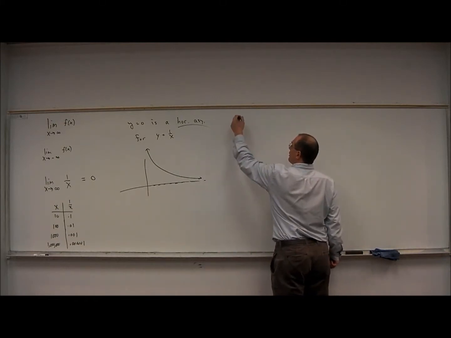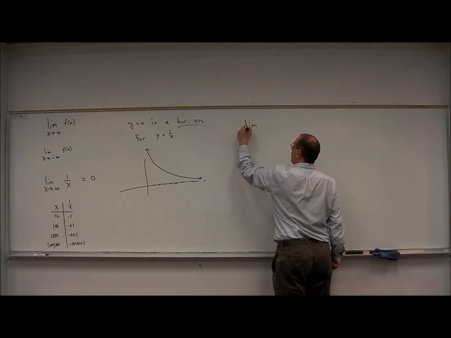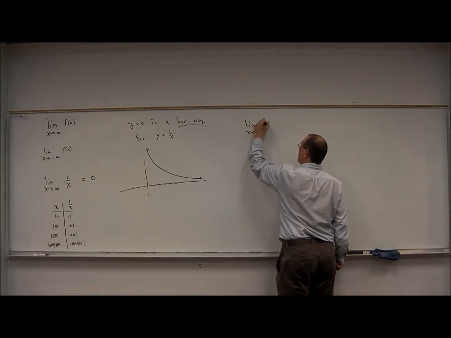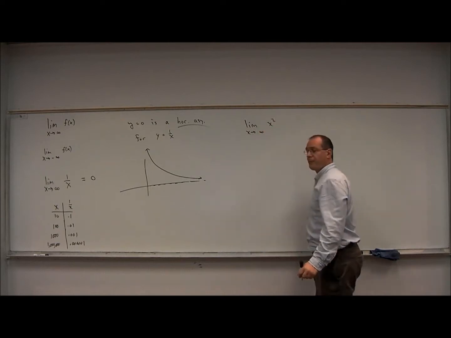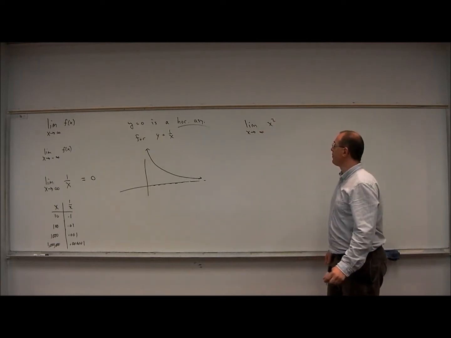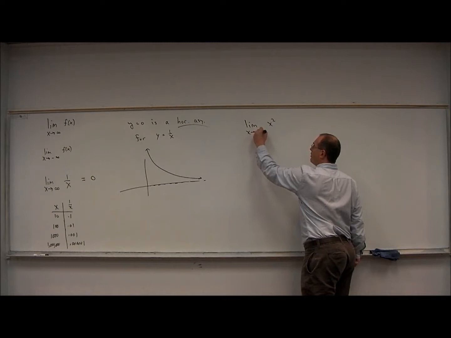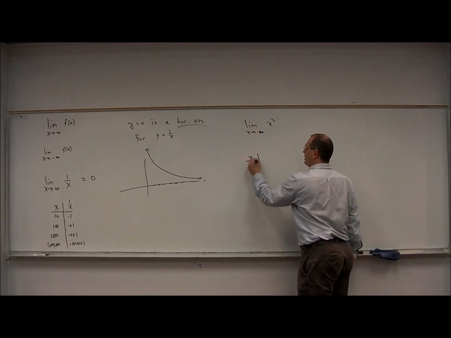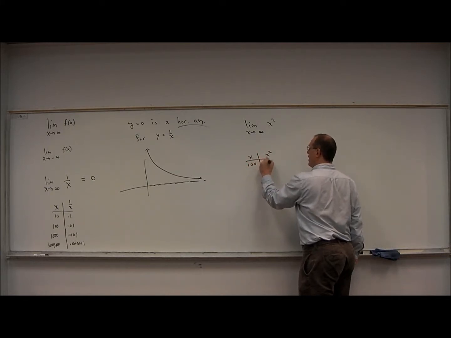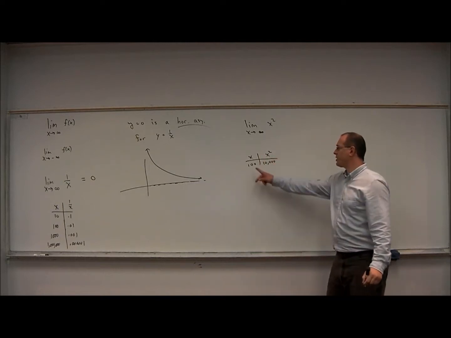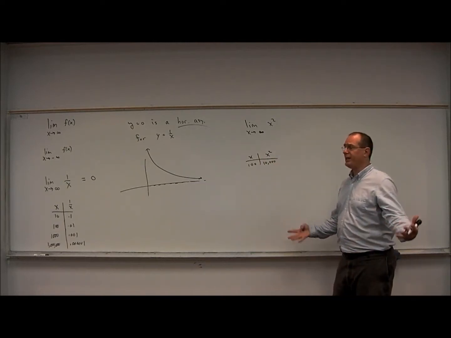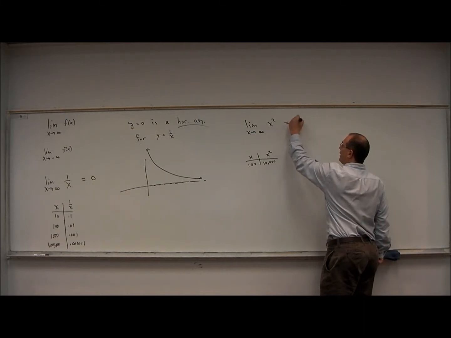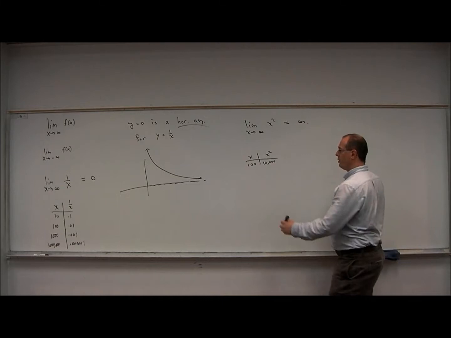Let's look at some other examples. How about the limit as x goes to infinity of x squared? As x goes to infinity, so x is growing without bound, x squared will be even bigger. If x is 100, then x squared will be 10,000. So as x grows, x squared is going to be even bigger. It's going to grow. And so as x goes to infinity, x squared will go to infinity.